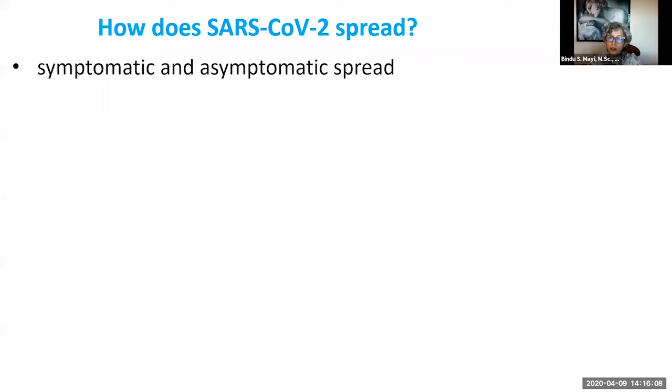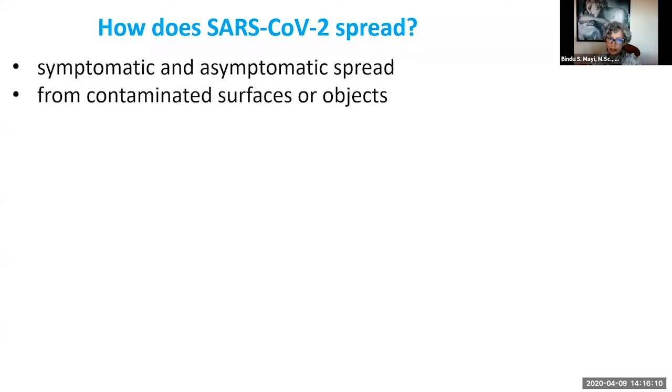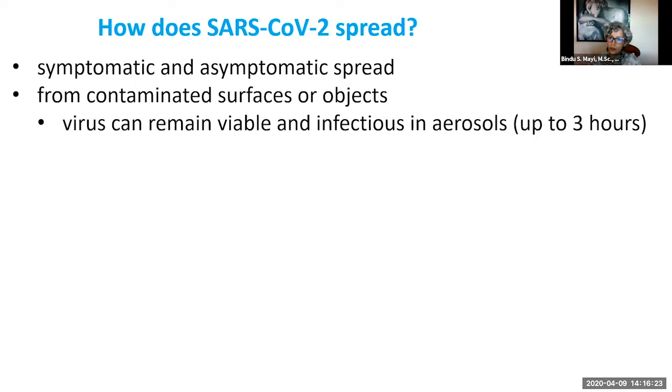So we now know there is both symptomatic as well as asymptomatic spread, right? A person who is symptomatic spreads the virus, but a person who has no symptoms and is infected with the virus can also spread the virus. In addition, surfaces act as a source of transmission of the virus.